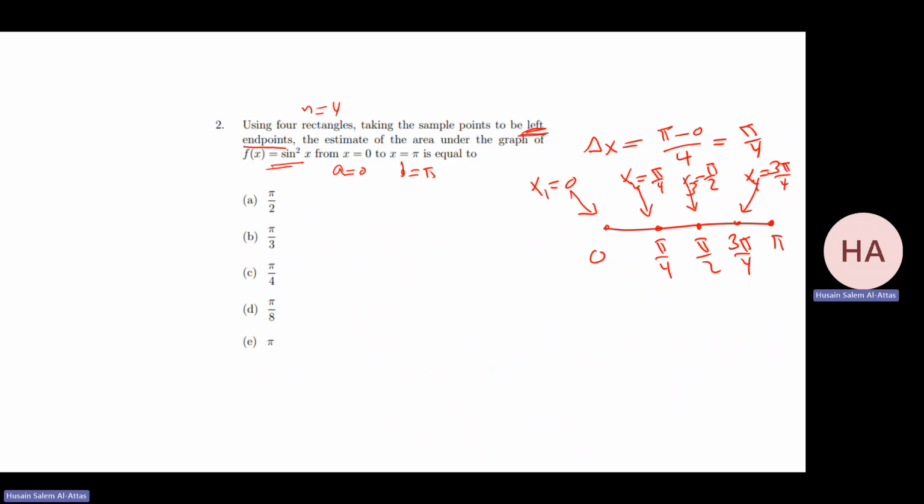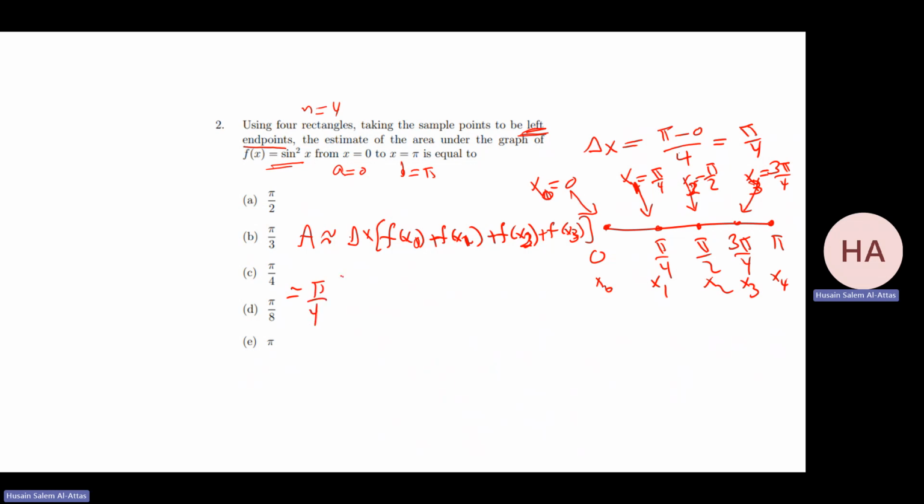Let us do the calculation. What will be A? A is approximately delta x times f of x1 plus f of x2 plus f of x3. We can call it x0. Let me call it x0, since I'm using the left endpoint. So this is x0, this is x1, x2, x3, x4. These are a matter of notations, but usually they do it with x i minus 1.